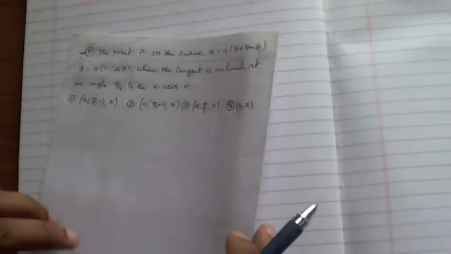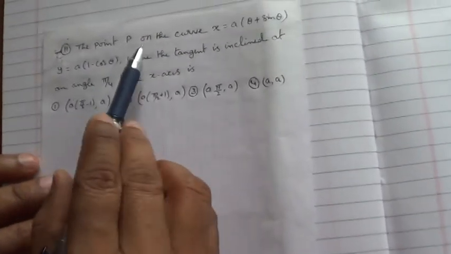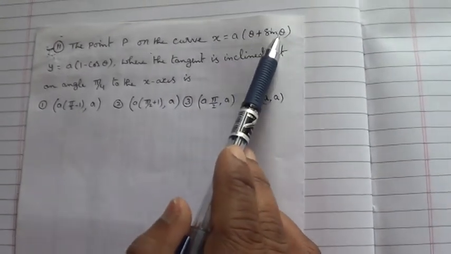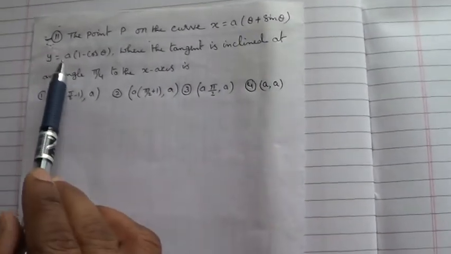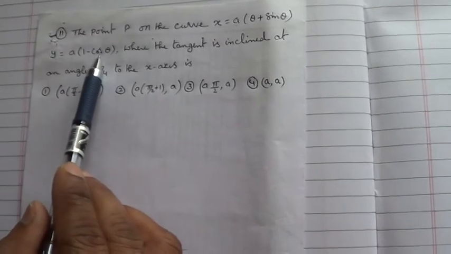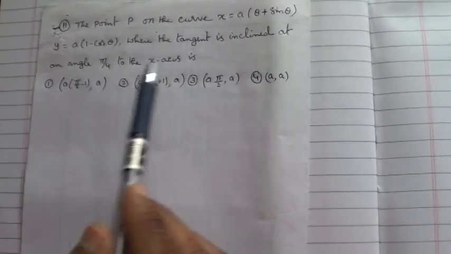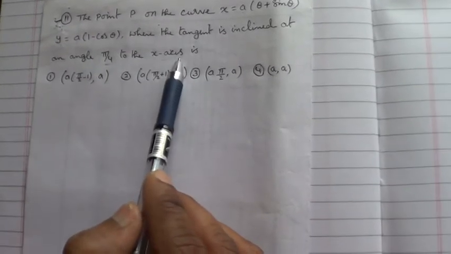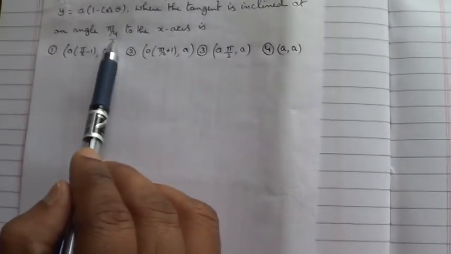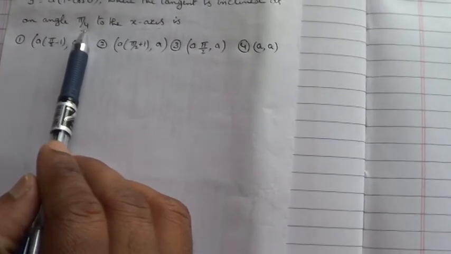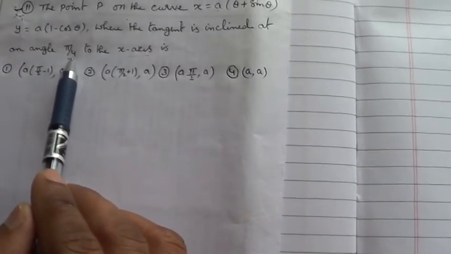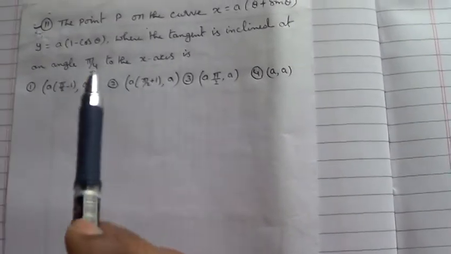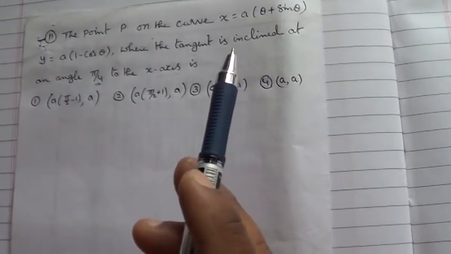So this is question number 11. The point P on the curve x is equal to a into (theta plus sin theta), y is equal to a into (1 minus cos theta), where the tangent is inclined at an angle pi by 4 to the x-axis. The tangent slope is already given as 1, because the inclination is pi by 4, which means the slope is 1. Where is that point?